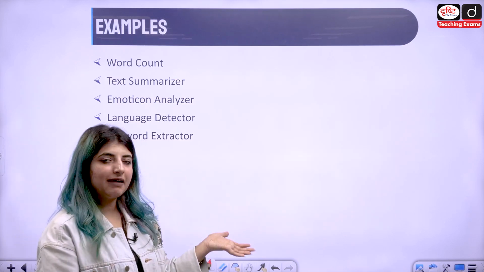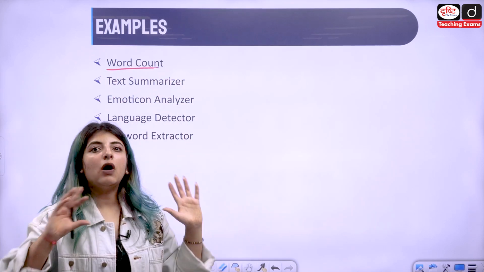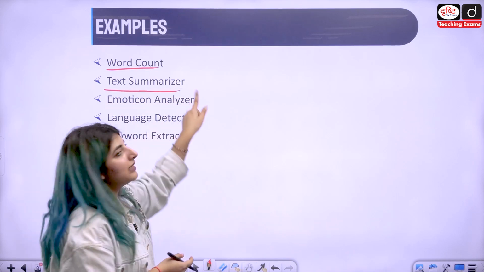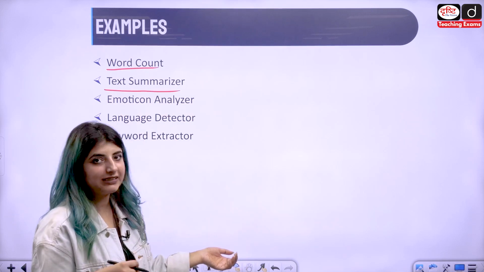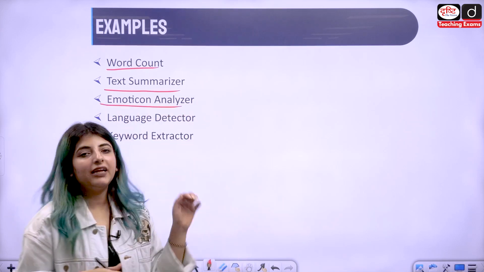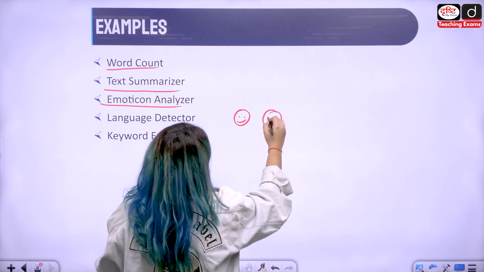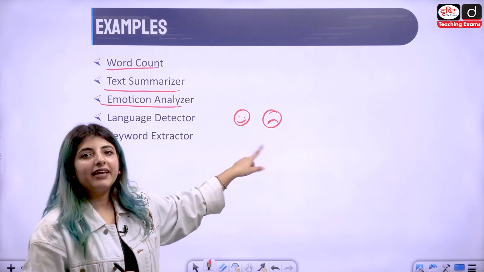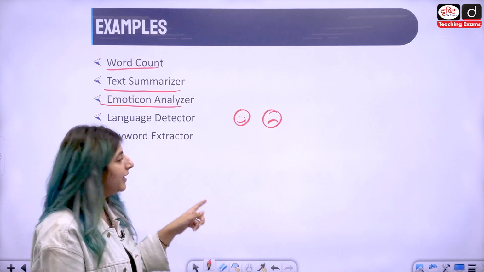Here are certain examples of different language translators. Word count, to count the words that are there in a particular program. Text summarizers, to provide the summary of the text that you have provided the language translator with. Emoticon analyzer: if you have certain emojis on your computer system, it will try to analyze what that emoji stands for. So it's translating whatever has been there.